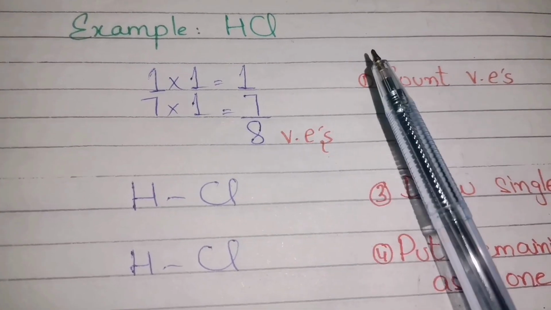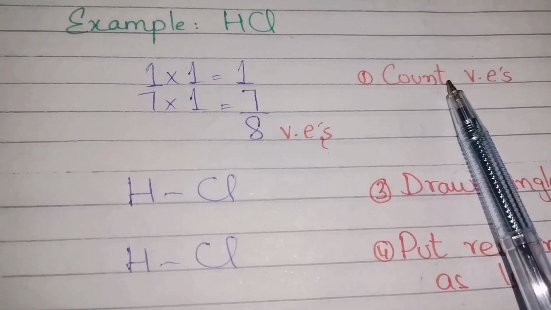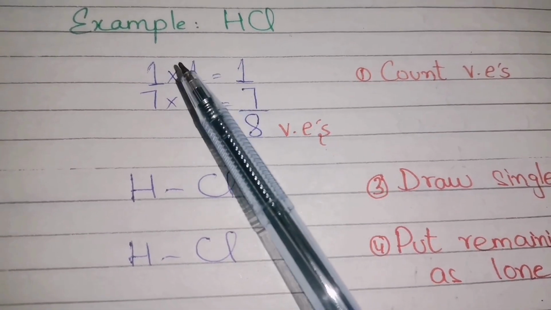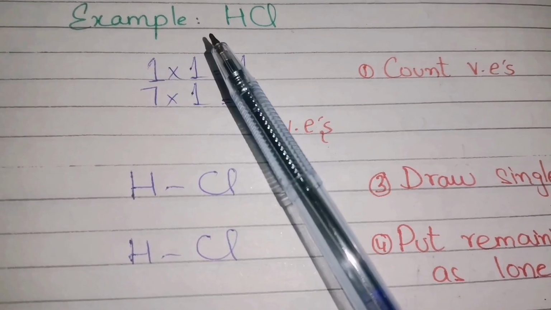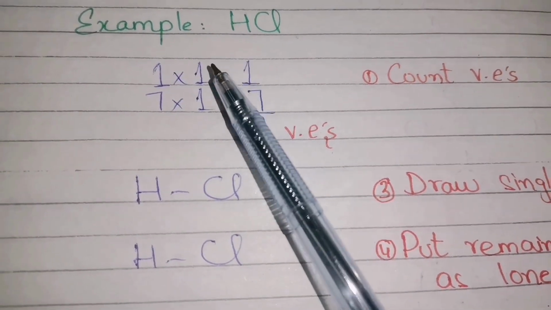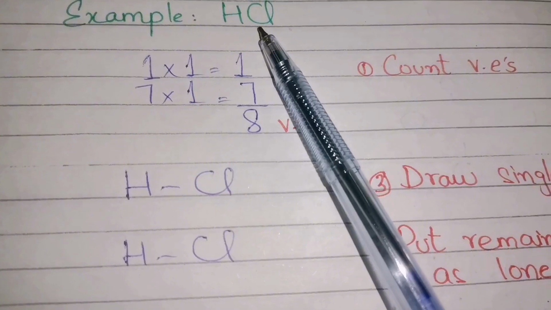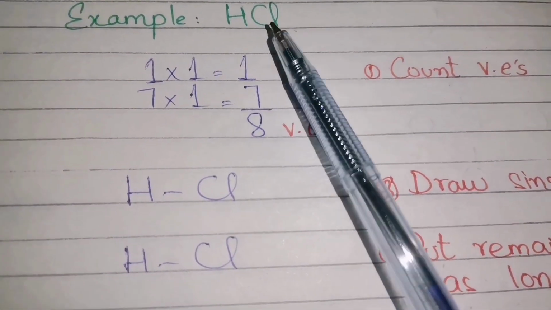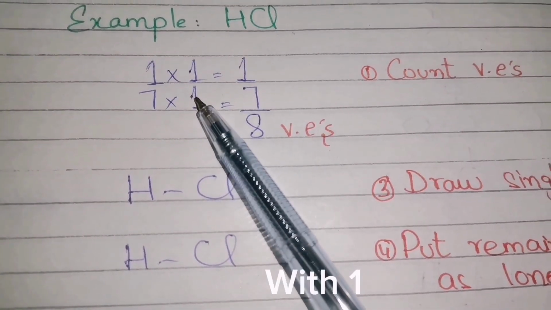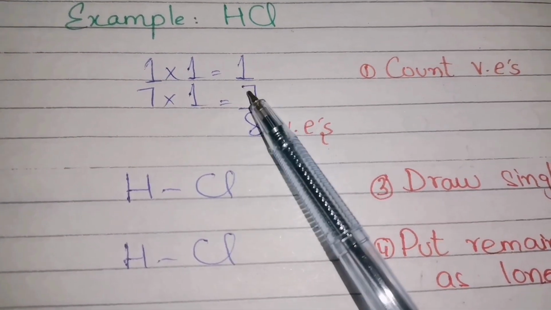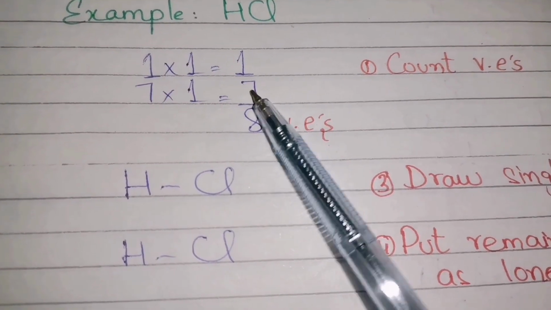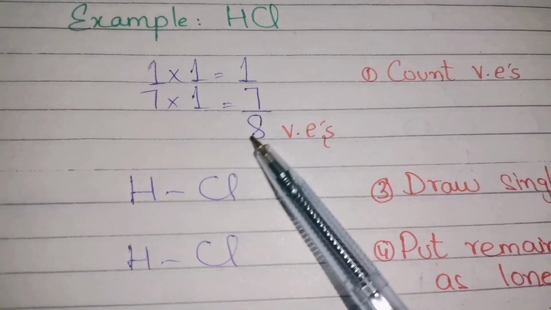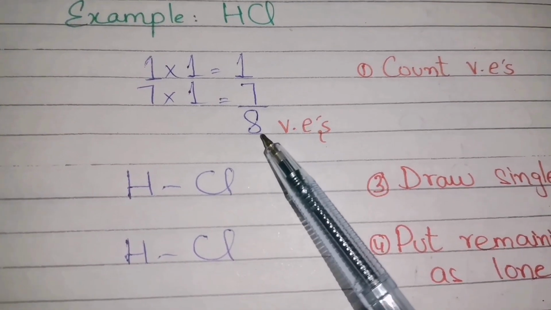Now, let's start. Step 1 was count valence electrons. We have H. We know it is present in group 1 of the periodic table, so it is having only one valence electron, and there is only one hydrogen present, so we will multiply it with 1. Now we know that chlorine is present in group 7 of the periodic table and only one chlorine is present, so we will multiply it by 1. After multiplying them, we will get an answer of 1 and 7. We will add them and we will get an answer 8. So it means we are having a total of 8 valence electrons.